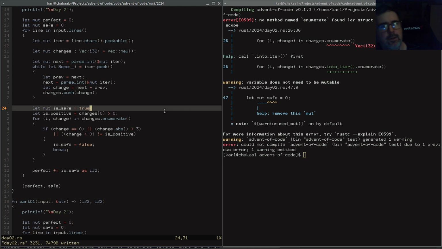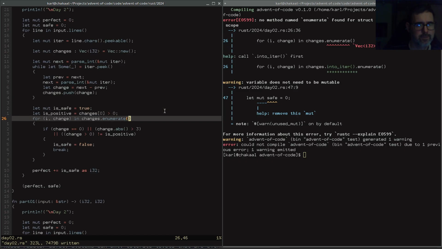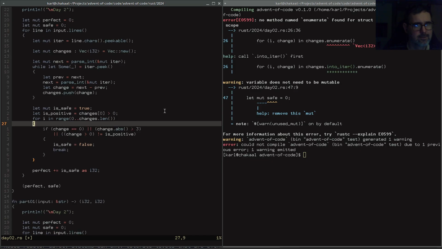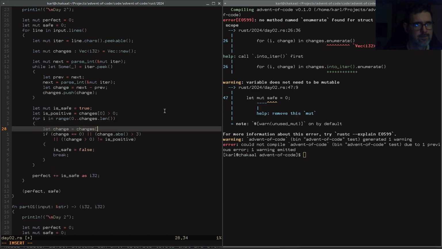So, but how would I do that in Rust? Because there isn't really a for loop like C. Would I have to build a range off the size of the changes? Something like that? And then like... I guess I can try that.